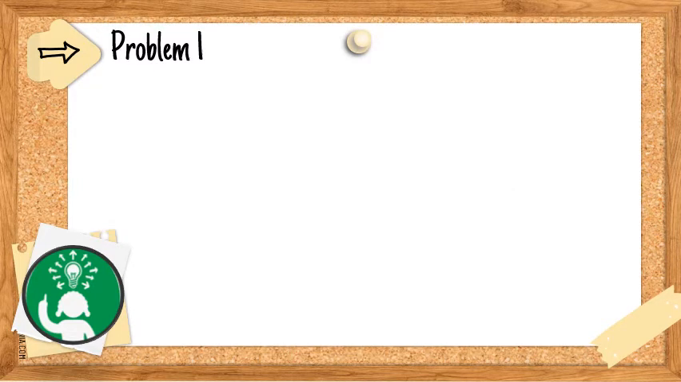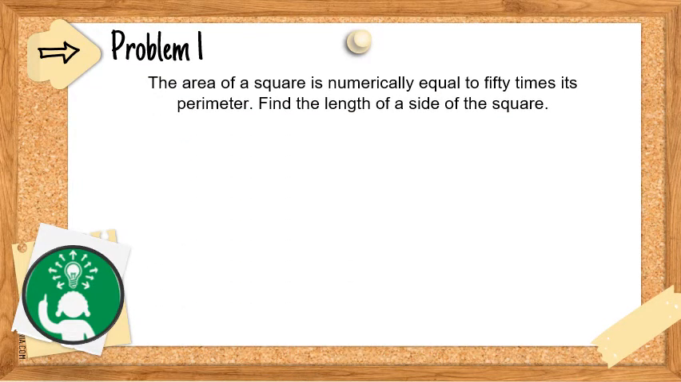Let's have problem number 1. The area of a square is numerically equal to 50 times its perimeter. Find the length of the side of the square. So take note, we have the area of the square here, and that's equal to 50 times its perimeter. So these are the steps.